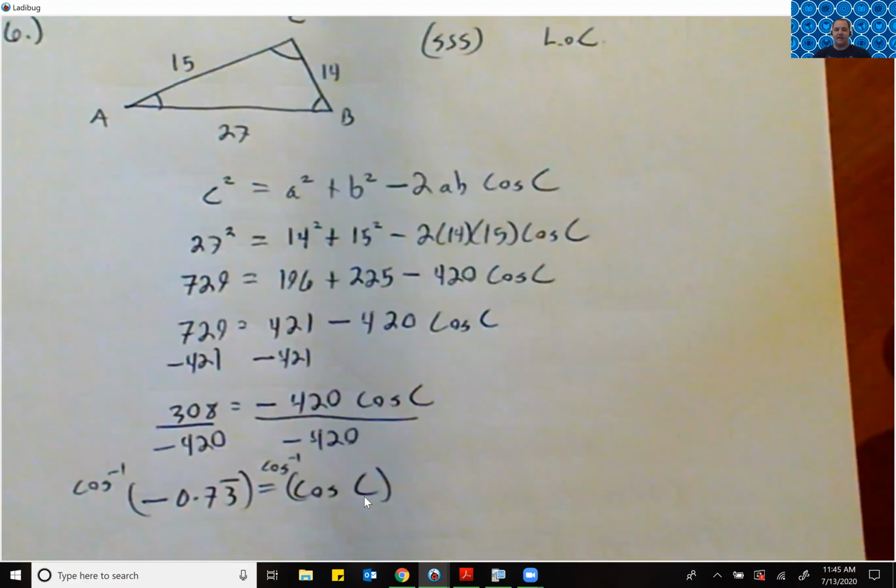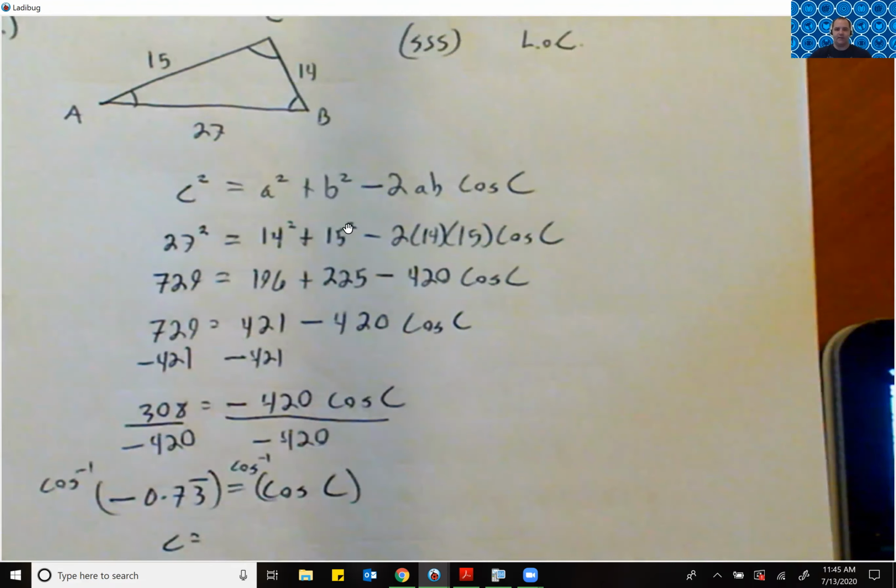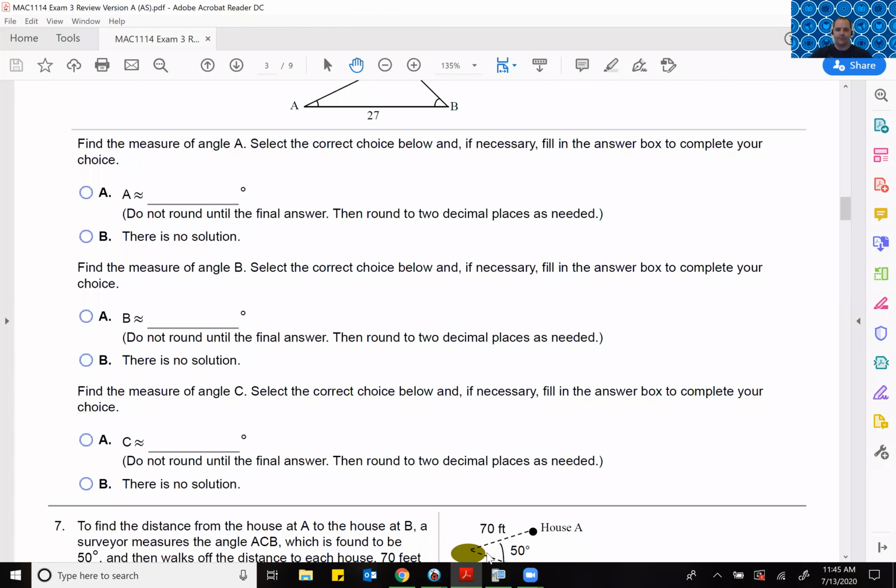So we're going to take the inverse cosine of negative 0.73 repeating. Okay? And that's going to tell us exactly what C is. And let's see here. They want us to round to 2 decimal places all around. All right, 2 decimal places.